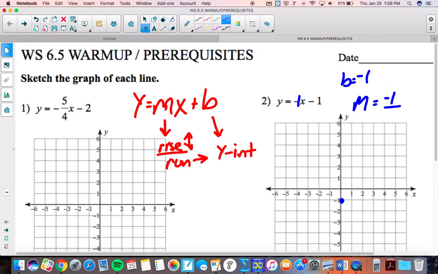So slope is rise over run. So the top number is that -1. Since there's no fraction, you have to make it into a fraction by dividing by 1. So the rise is -1. Since it's negative, it means I'm moving down, and the run is a +1, so I'm moving to the right. And as I do that from the y-intercept, down 1, right 1, down 1, right 1, it starts to create the line.